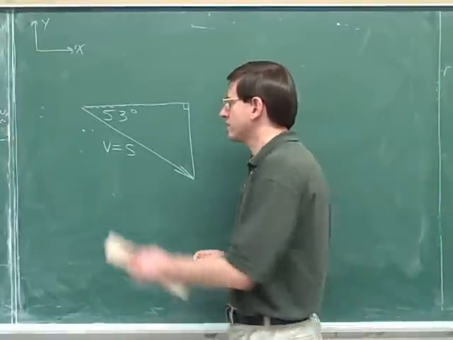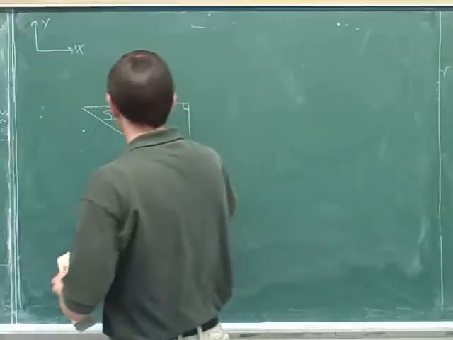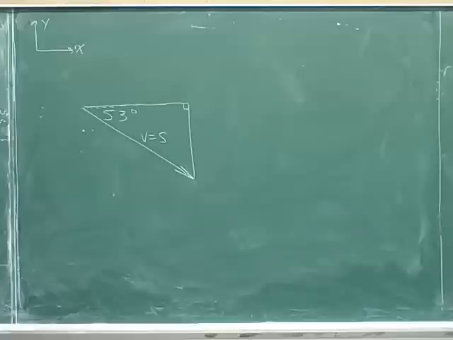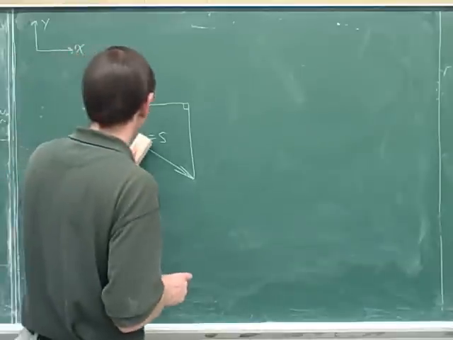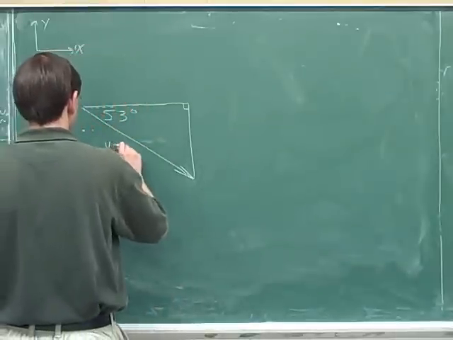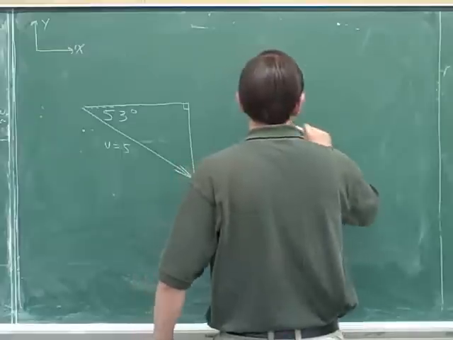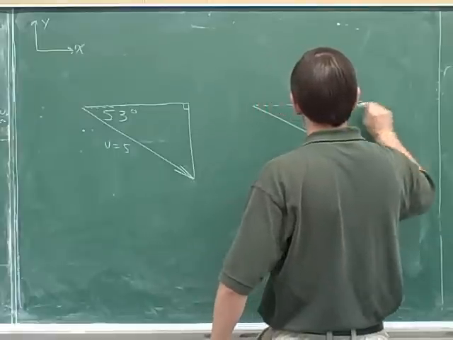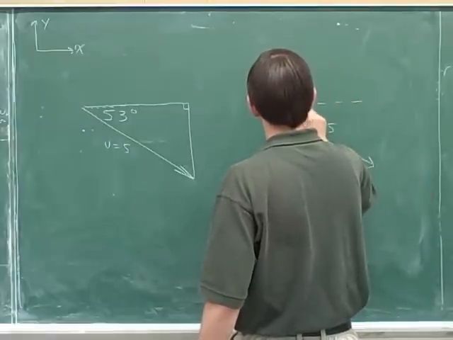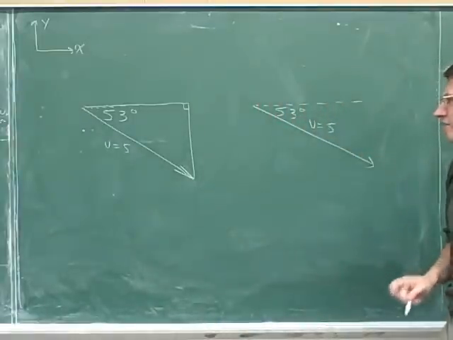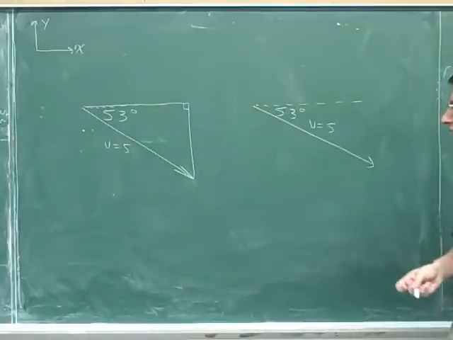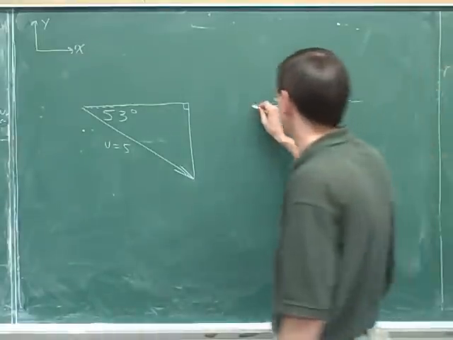By the way, I want to mention there is another right triangle you could have drawn here. I've just recopied the original vector over again. This is the same vector as before, just recopied. There's another right triangle you could have drawn. You could have drawn this right triangle.